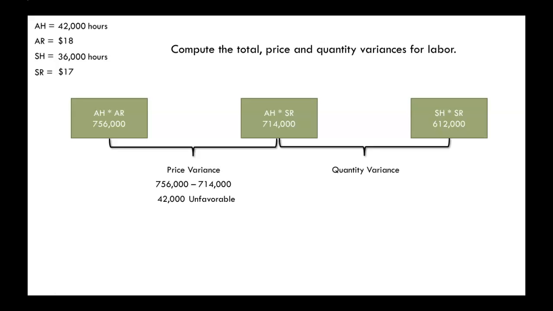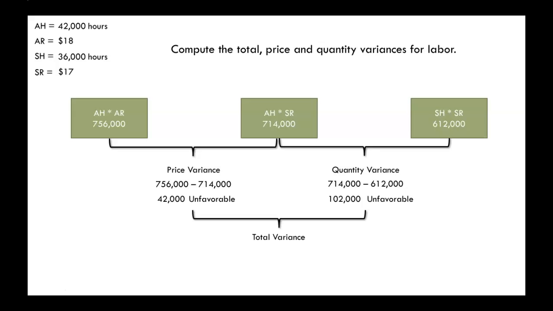Now we can find our quantity variance. We take the difference between the 714 and the 612, and we get this 102,000. Once again, we need to think, is this favorable or unfavorable? Well, this is the quantity variance, right? So we're looking at actual hours versus standard hours. We expected to have to spend 36,000 hours making this product. We actually spent 42,000 hours. So since we had to have more hours of labor than what we would have expected, this is also unfavorable.